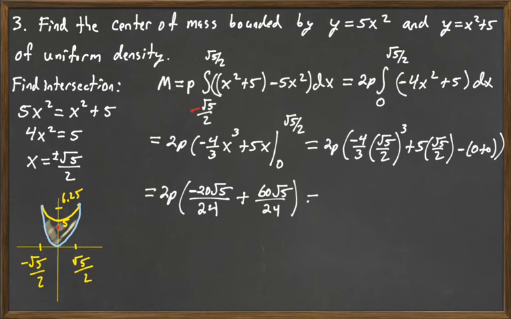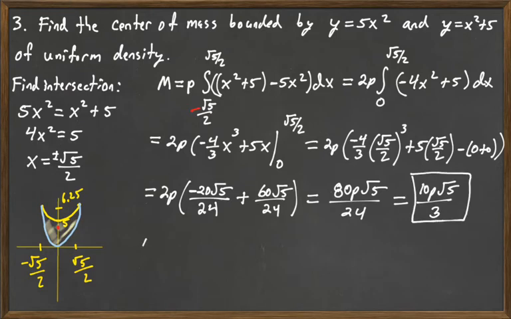So get a common denominator. And so that's going to give us 80 rho root 5 over 24. And we'll reduce to be 10 rho root 5 over 3. And so that is going to be the mass.